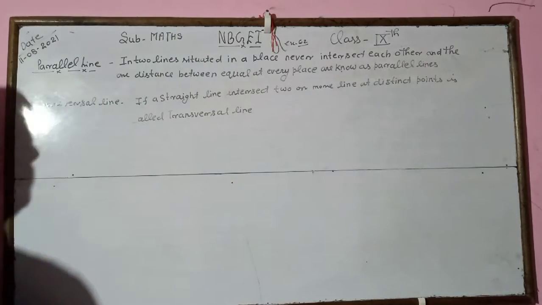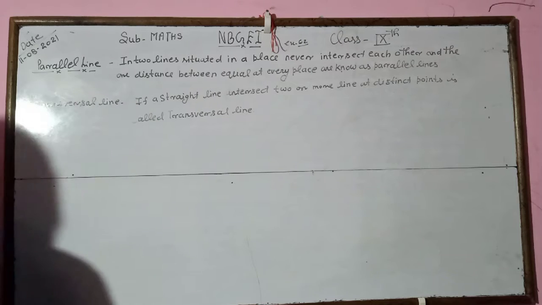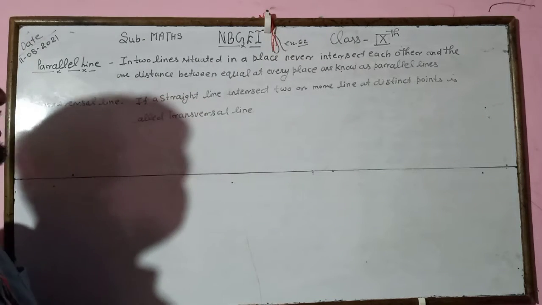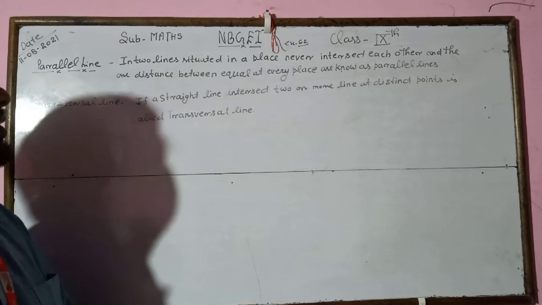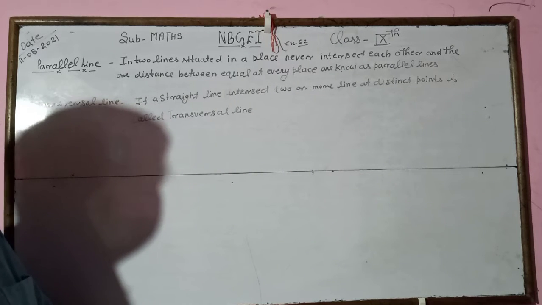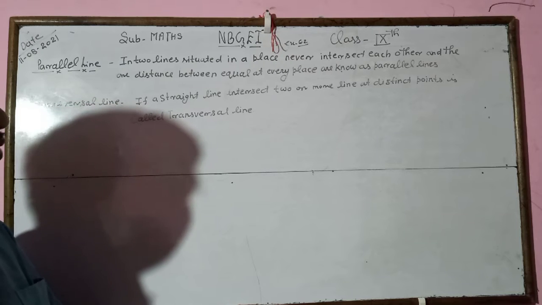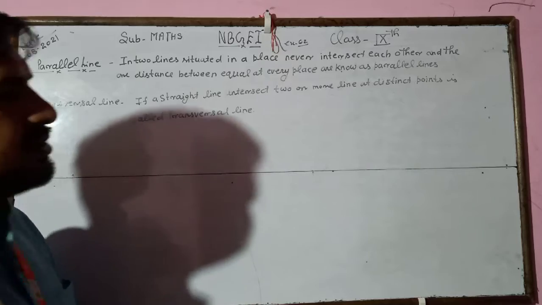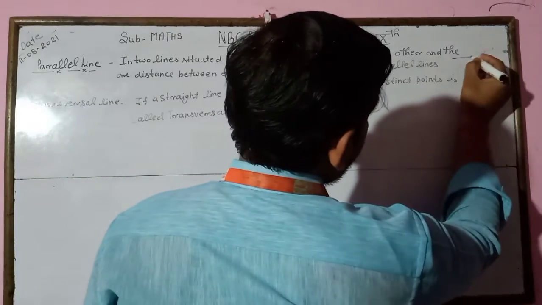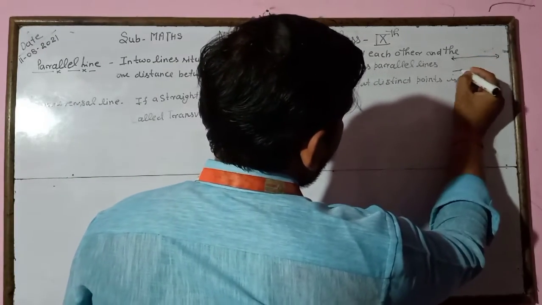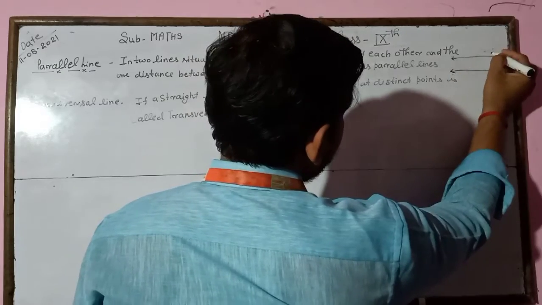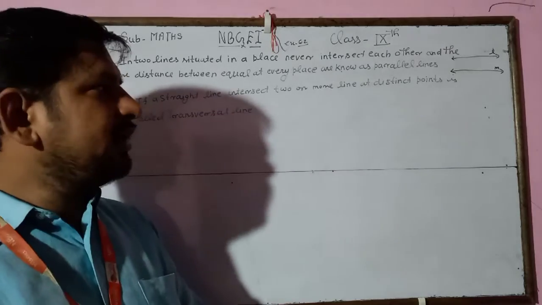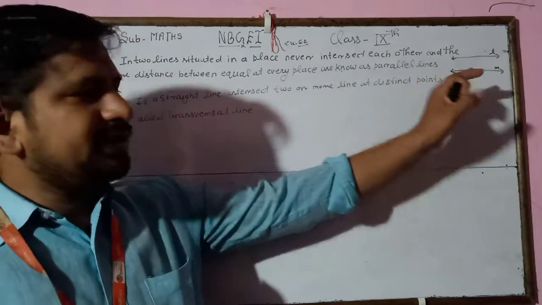Firstly, parallel lines. What are parallel lines? If two lines situated in a plane never intersect each other and the distance between them is equal everywhere, they are known as parallel lines. Suppose two lines are given: this line is named L and this line is named M. Okay, clear?